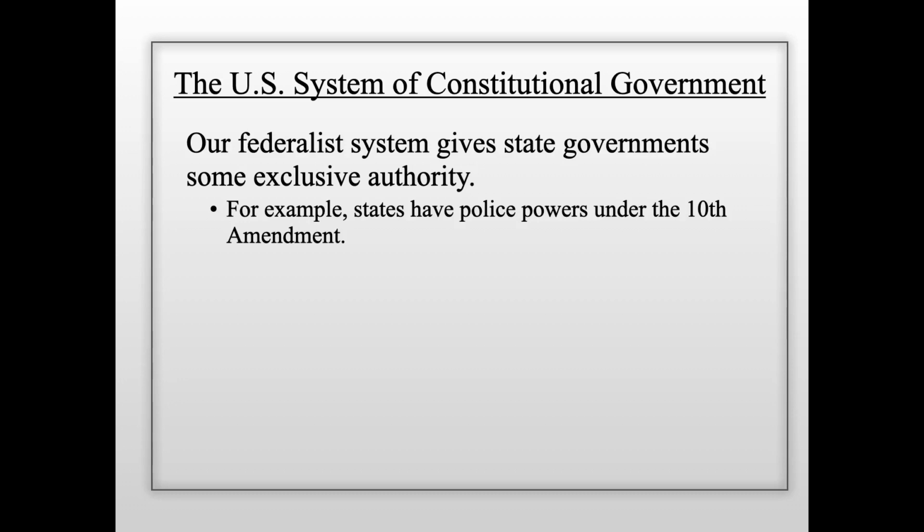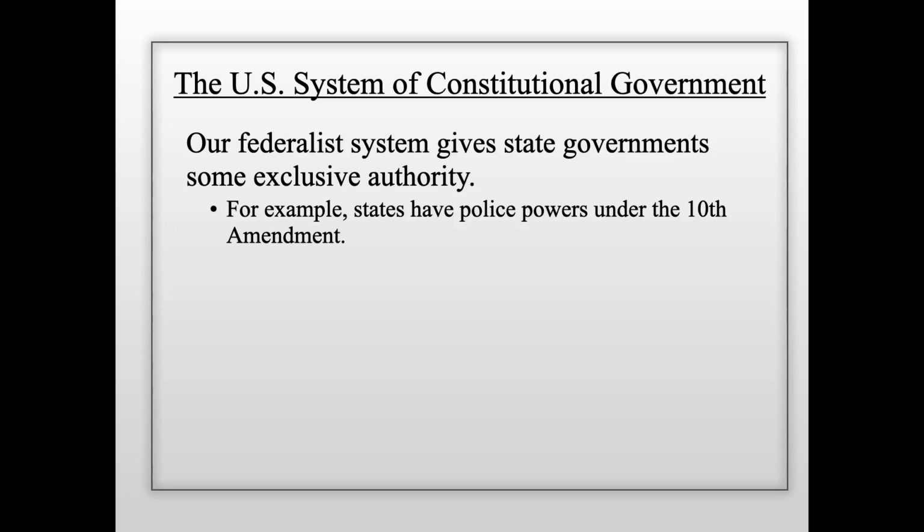So here in New York, for example, one of the first things that Governor Andrew Cuomo did was issue an executive order to limit people's movements and to force many types of businesses to close. And so here in New York, these were typically known as stay-at-home orders.